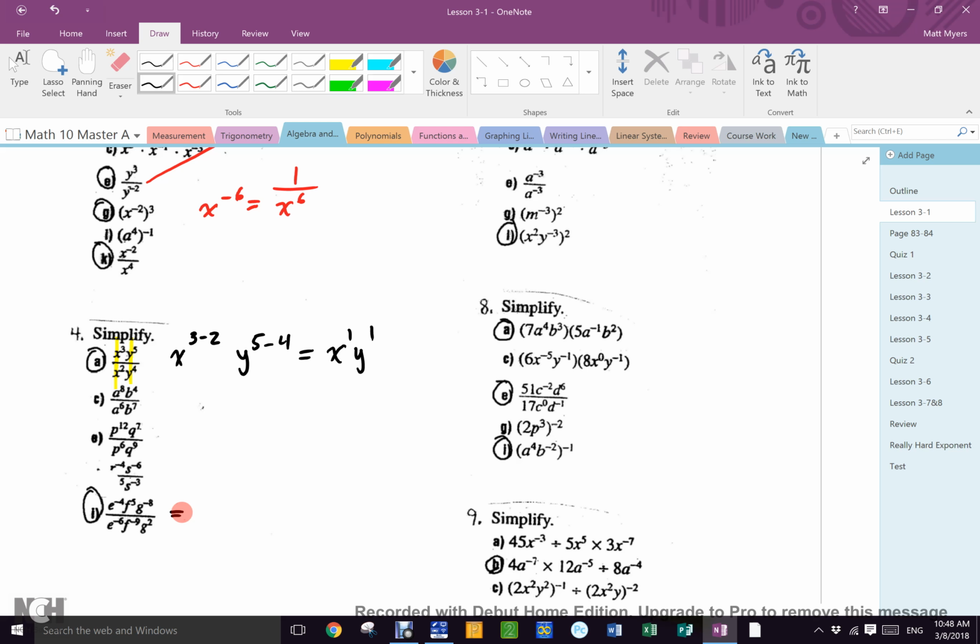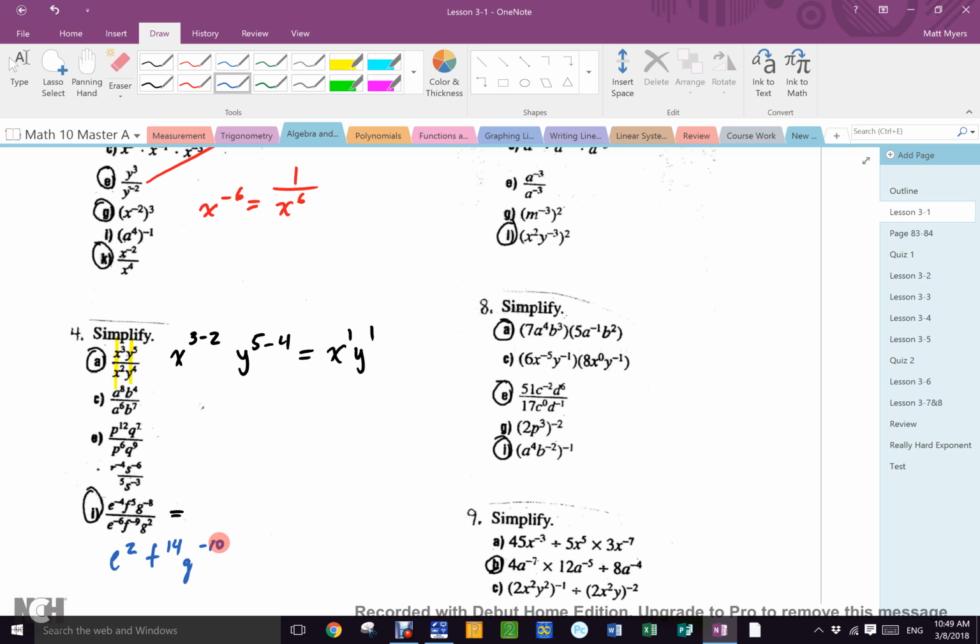Nobody? What do you have? E squared F 14 and G negative 10. You would leave it like that? Okay, so if it was only E's, is he right? Is negative 4 minus negative 6 positive 2? Is he right? I don't know, Mr. Myers. I'm bad with adding and subtracting.